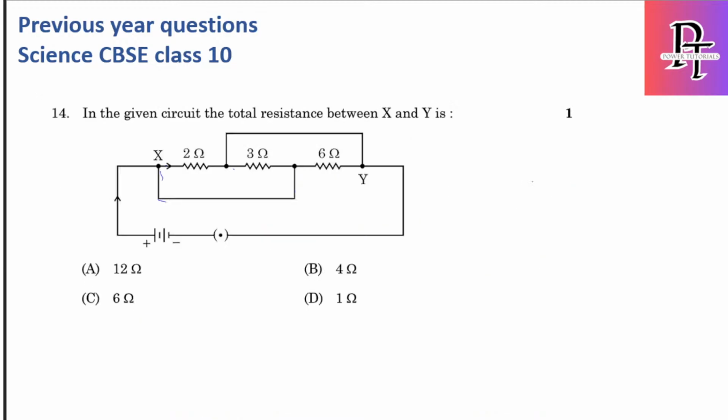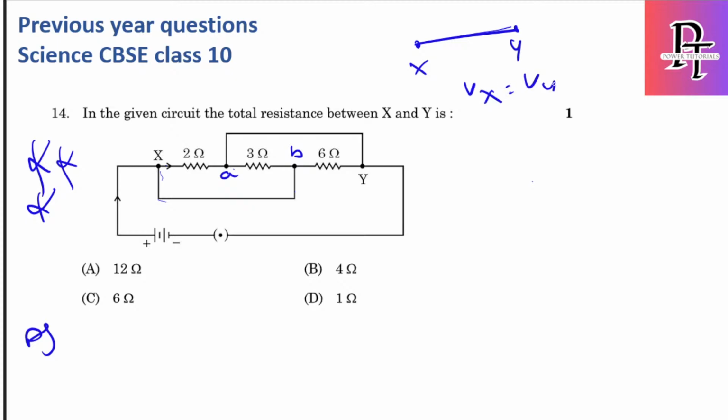Let's move to the next one. Okay, this is a very interesting and important type of circuit. So how to solve it? The trick is, first write this as E and this as B and mark it. If I have 2 points X and Y, and a short circuit like this, then V at X will be V at Y, or I can simply say X point is equal to Y point. So here I can say X is equal to B, and A is equal to Y.